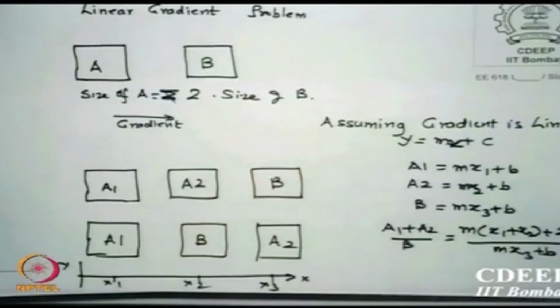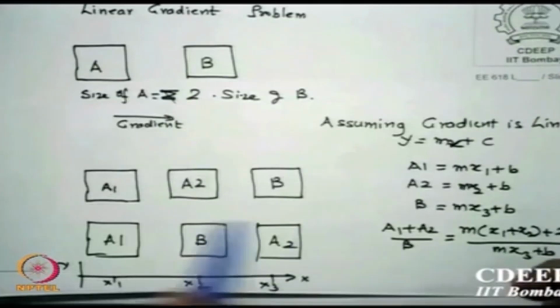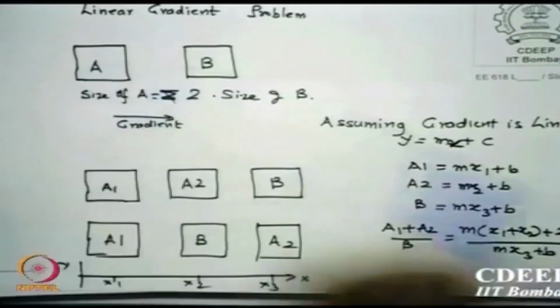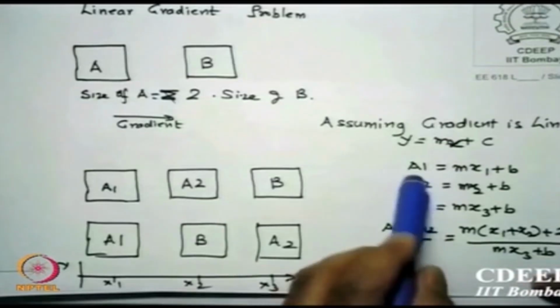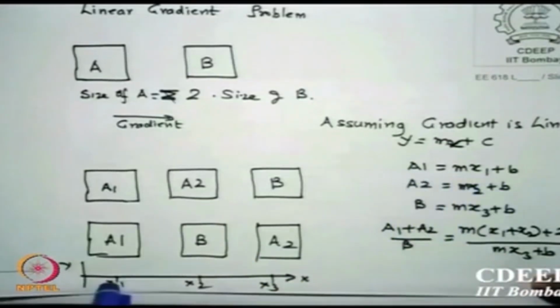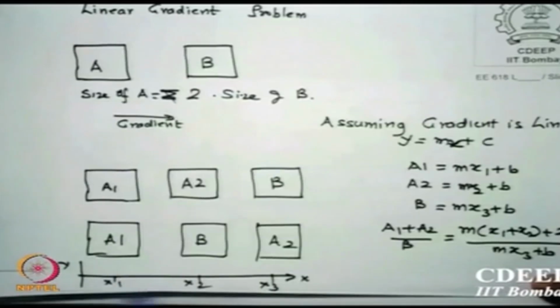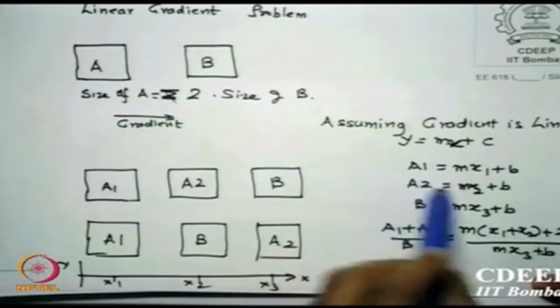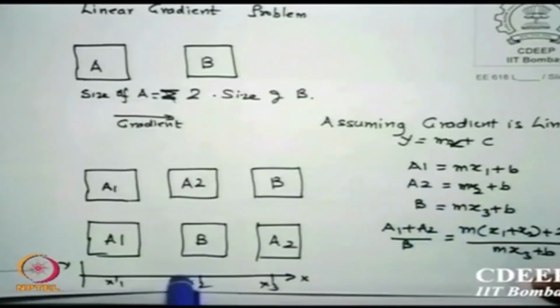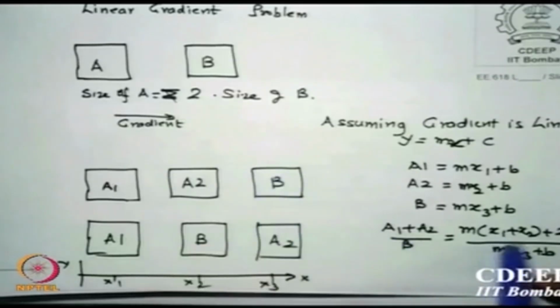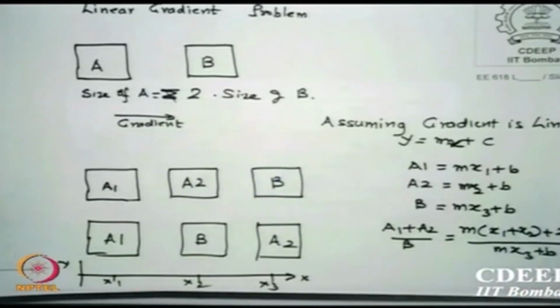Let us say the gradient is y = mx + c, a linear gradient. For A, let us say A is broken into two areas, A1 and A2. So I write A1 is mx1 + b, where b is the intercept, A2 is mx2 + b, and B is mx3 for this plus b.